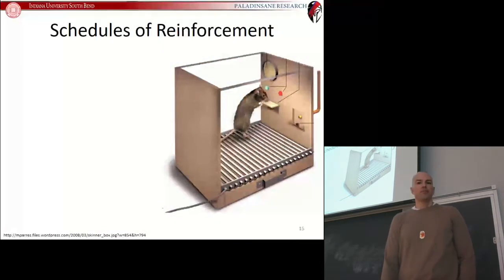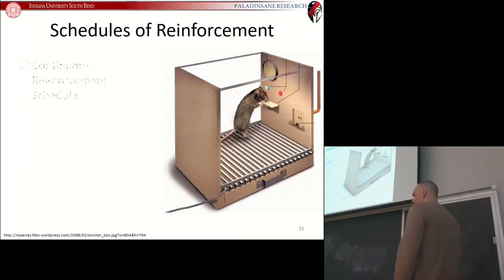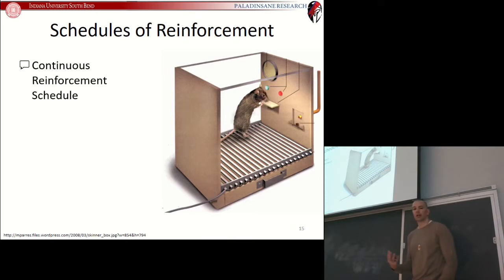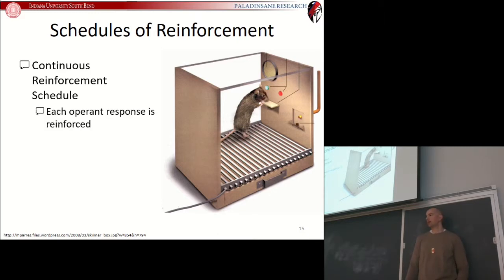Back to our rat in our Skinner box. And so far, when you've been working with Sniffy, when you've been working on your assignments, we've had Sniffy on what's known as a continuous reinforcement schedule. And a continuous reinforcement schedule is where each operant response is reinforced. So Sniffy gets a piece of food every single time he presses a bar. A vending machine that is working correctly will be on a continuous reinforcement schedule.